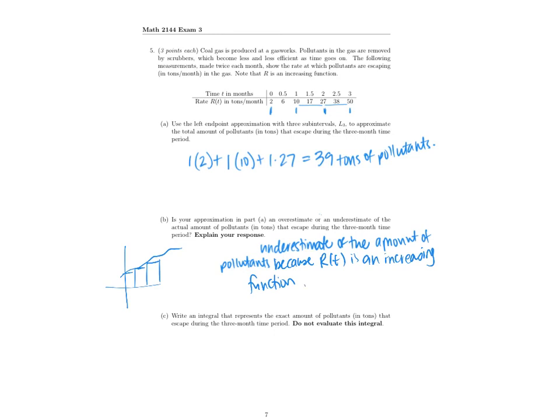Write an integral that represents the exact amount of pollutants that escape during the 3-month period. So I'm going to integrate from 0 to 3 of this function r of t dt. And I don't have a function for that, so I can't evaluate it.